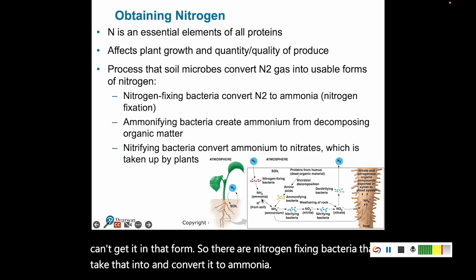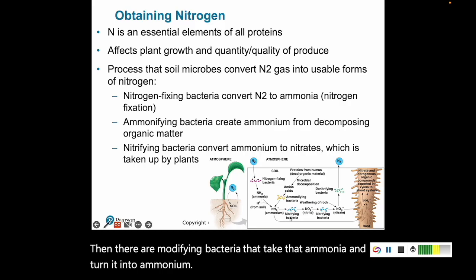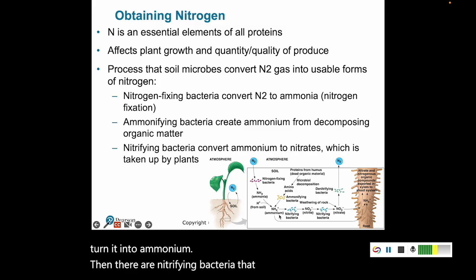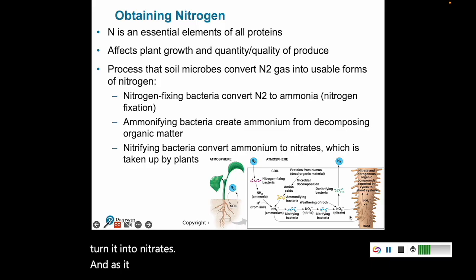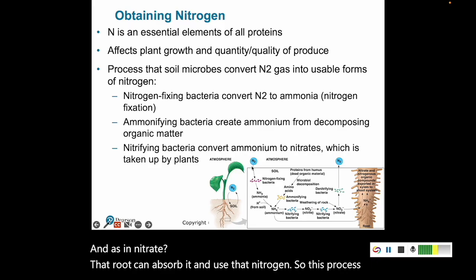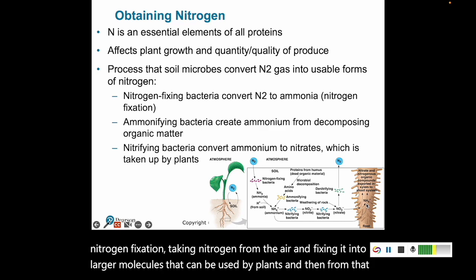Then there are ammonifying bacteria that take that ammonia and turn it into ammonium. Then there are nitrifying bacteria that take that ammonium and turn it into nitrates. And as a nitrate, that root can absorb it and use that nitrogen. So this process of nitrogen fixation, taking nitrogen from the air and fixing it into larger molecules that can be used by plants, and then from that can be used by animals or whatever eats that plant.